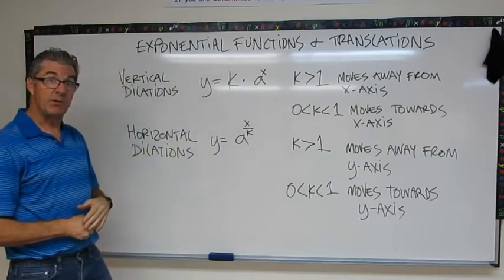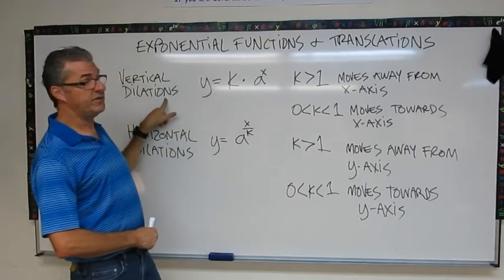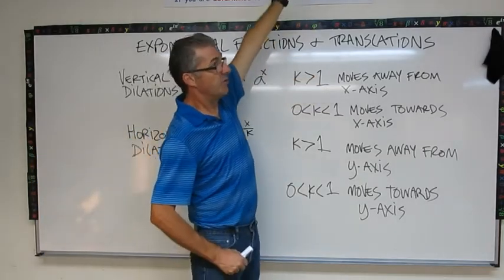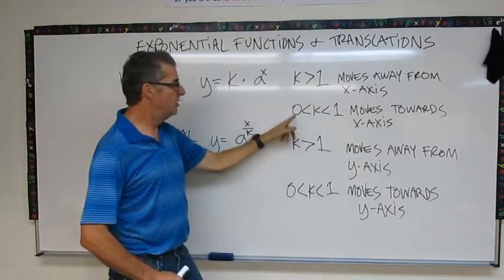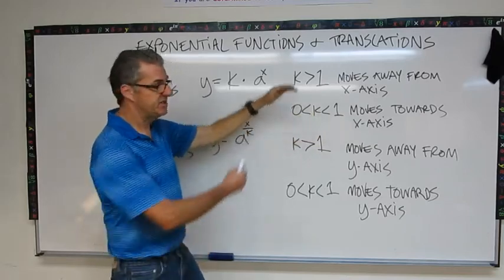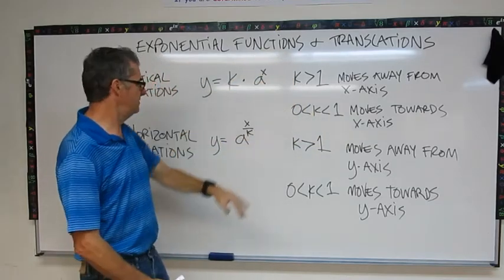So let's take a look at our parameters. When k is bigger than 1 for our vertical dilation, this thing is going to move away from the x-axis. So it's going to move further up, or it's going to stretch further down. When k is between 0 and 1, it moves towards the x-axis. So this is like an enlargement. This is like a reduction.